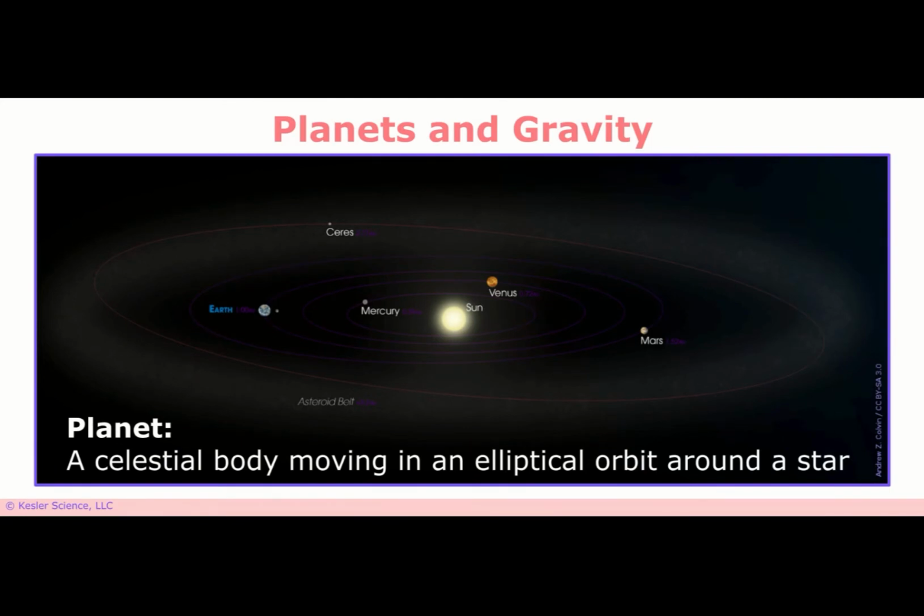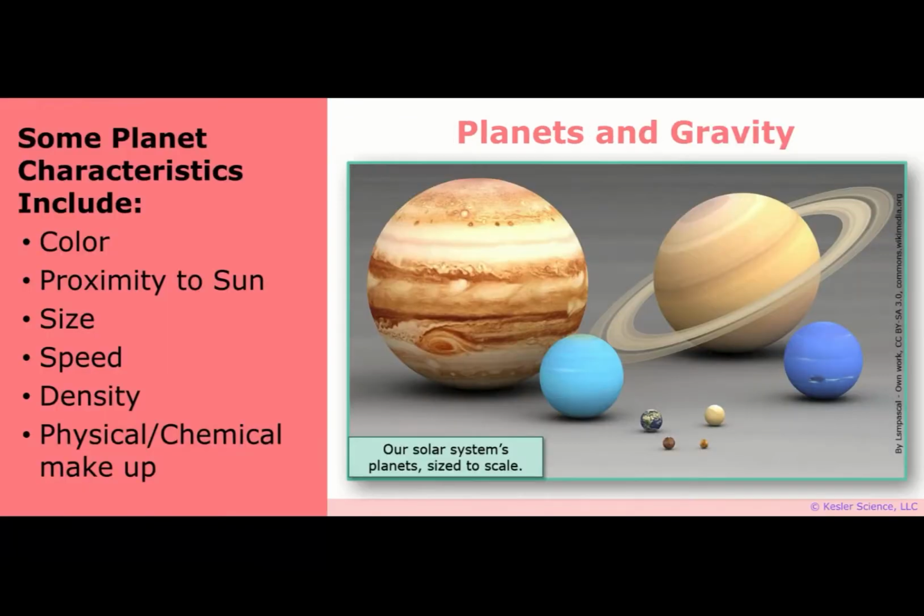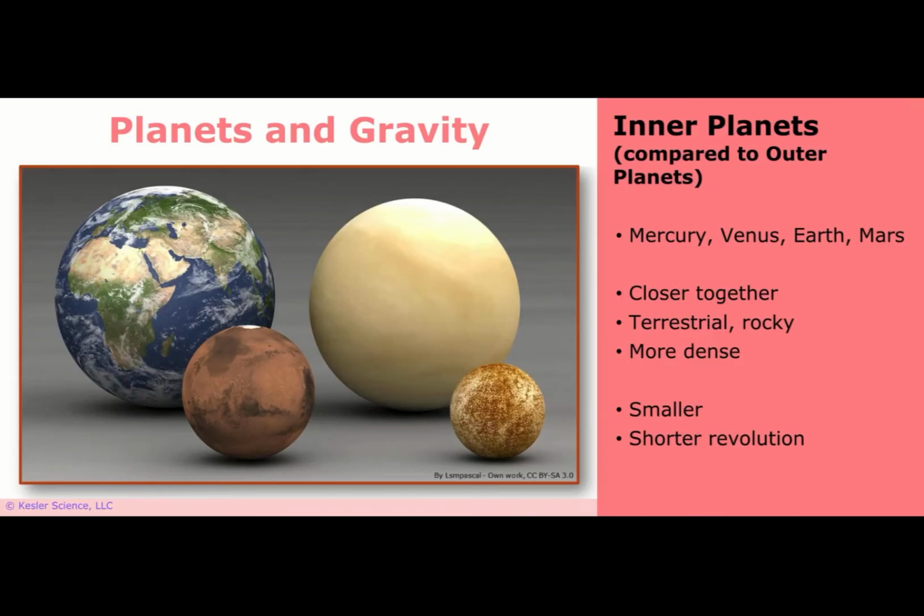Now, planets are celestial bodies moving in an elliptical orbit around a star. In this lesson, we are going to look at the color, the distance of the planets from the sun, its size, speed, density, and the physical and chemical makeup of each of the planets that we're going to discuss today. Now, let's start first with the inner planets.